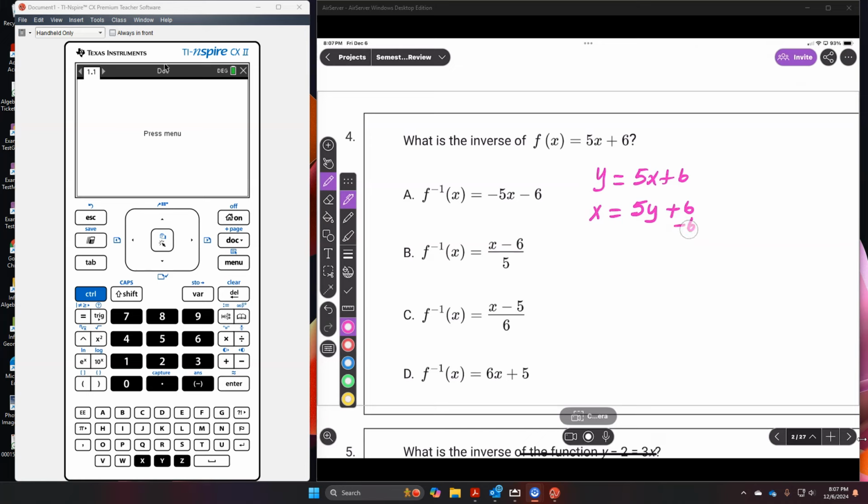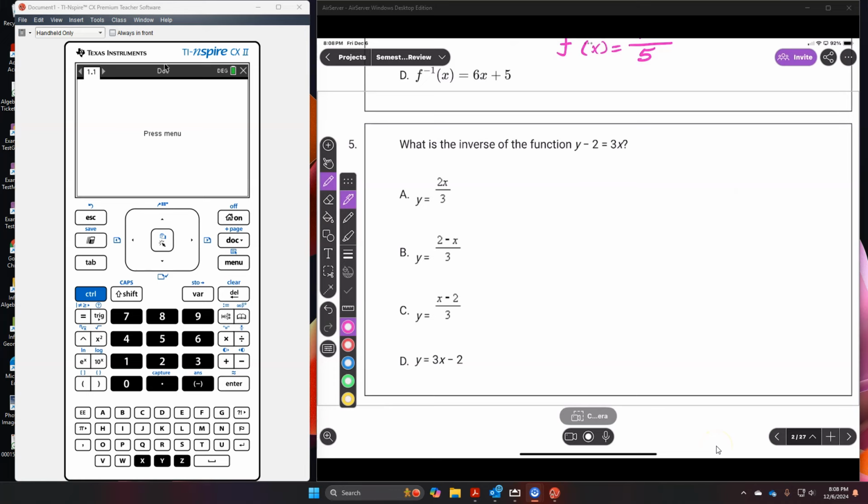So you're going to subtract 6. So what do you have? You have x minus 6 is equal to 5y. And then the last step is to divide by 5. Remember, the symbol for the inverse of f will be f and then the negative 1. So f inverse of x equals x minus 6 divided by 5. So in this case, the answer is B.